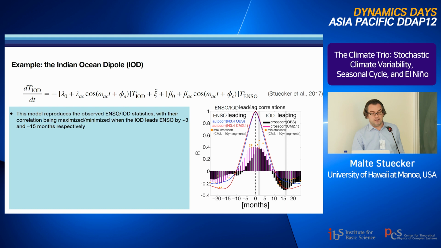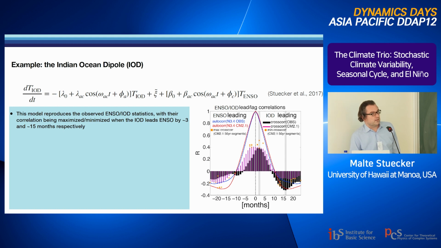One interesting feature is in the plot here on the right. Just focus on those bars. Those are the lead-lag correlation between ENSO and the IOD. On the right-hand side is the IOD leading, on the left-hand side is ENSO leading. And you see that the correlation is actually maximized when the IOD is leading ENSO by 3 months, and then we see another maximum negative correlation at about 15 months when the IOD is leading by 15 months.